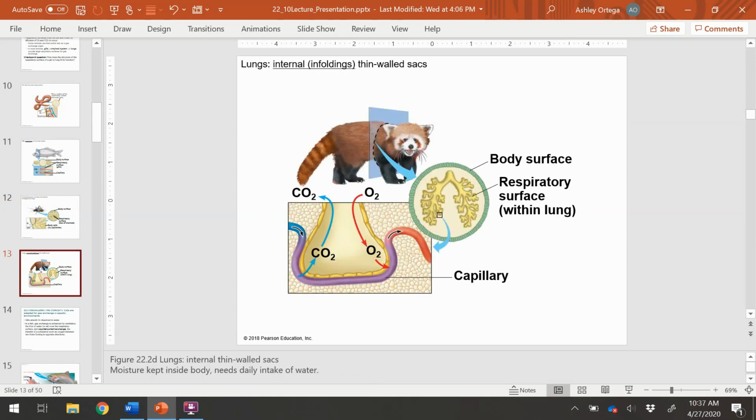And lastly, lungs. Lungs are the last respiratory structure we'll see in this chapter, and they are enfoldings of thin-walled sacs. So these are interior in the animal. And so those you can see are very similar to the rest, in that they are lined with the circulatory system to exchange those gases quickly. And so a challenge here is that the moisture needs to be kept inside the body, which is better than outside the body for a land animal. But they do need that daily intake of water to keep the respiratory surface, the lungs in this case, moist.